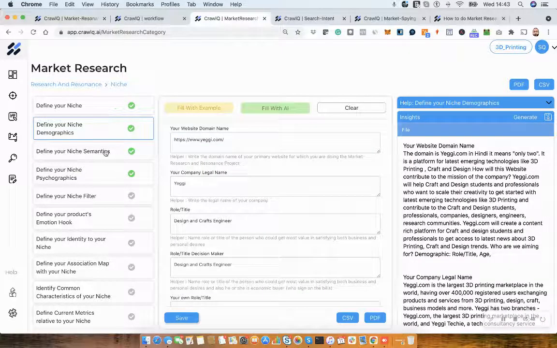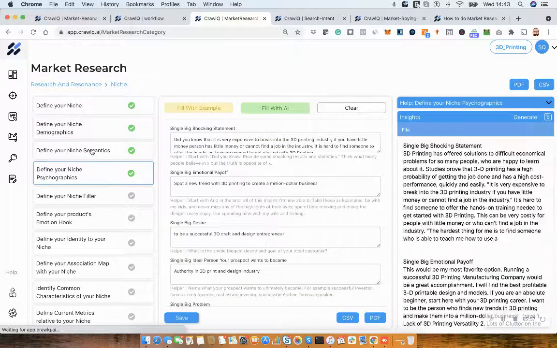This is of course in a sequence. So you start with niche, demographics, semantics, and psychographics, but you can go back again and refine your ideas. And these four categories are fundamental to start with deeper content, with training your AI virtual assistant Athena.